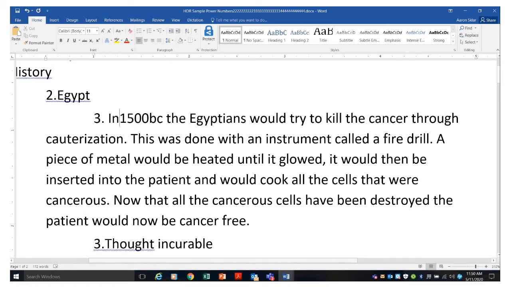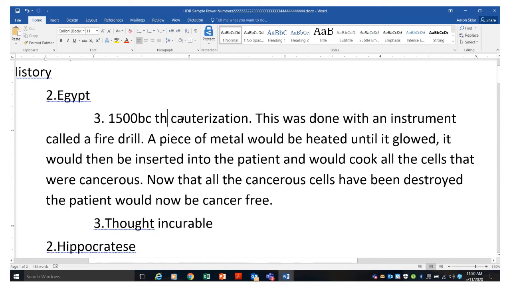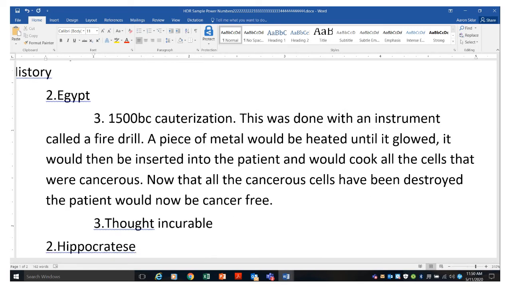I probably don't need the "in" part. I'll get rid of that. I've got Egypt here, so I don't need Egyptians. Cauterization, well, that's a term that I want to make sure that I keep in there because that's a tough word for me. So I want to make sure I keep that in my power notes and that I use the word cauterization and that they use something called a fire drill.